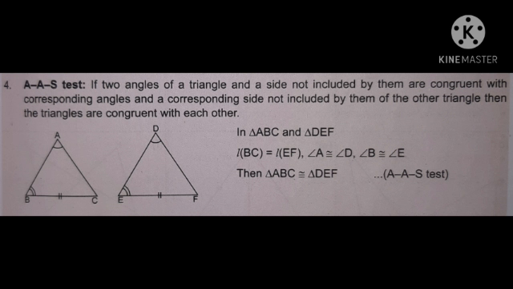Look at the figure. In triangle ABC and triangle DEF, length of BC is equal to length of EF. Angle A is congruent to angle D. Angle B is congruent to angle E. Then triangle ABC is congruent to triangle DEF. Therefore, it is called AAS test.